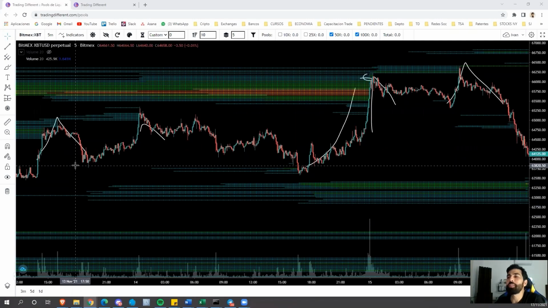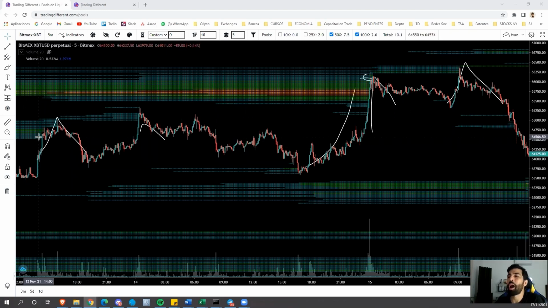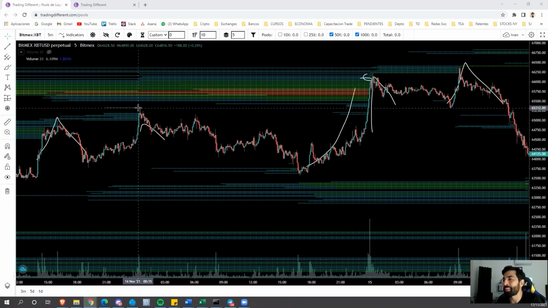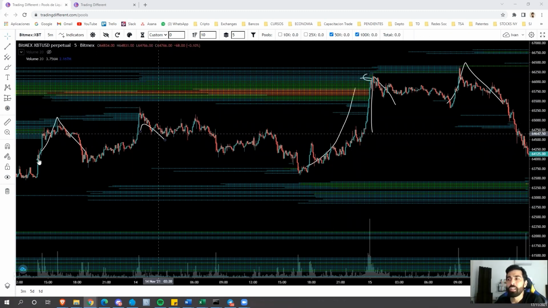The liquidity pools really work. We are seeing it in the chart. We are seeing the pattern and how the price goes to the pools and ends up bouncing. It goes and sweeps the end of the pool and bounces again. Exchanges confirm this information to us as well.